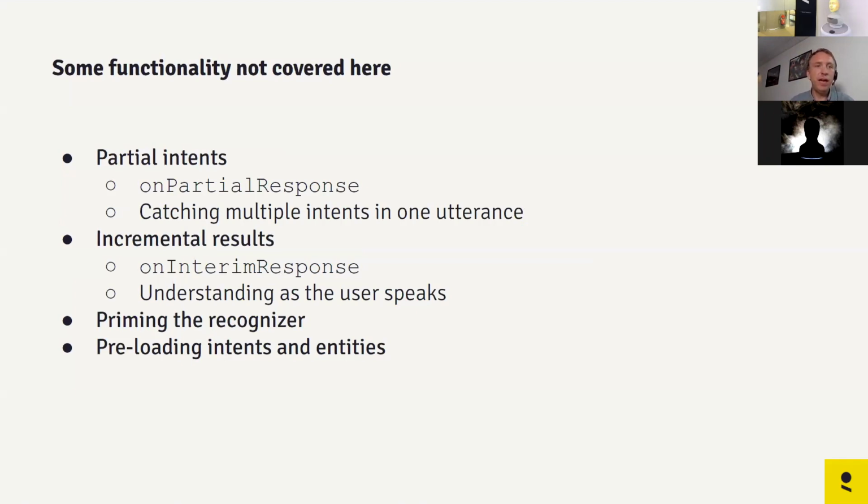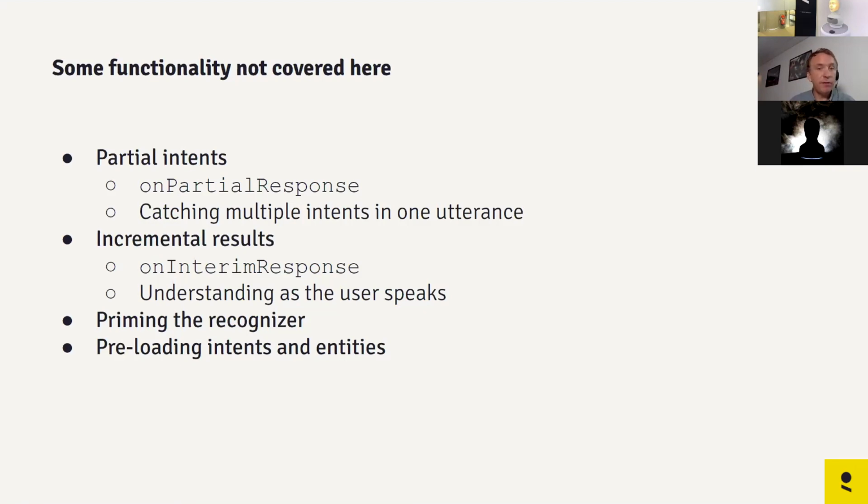So first of all, we have something called partial intents, which is catching multiple intents in one utterance. So if I say, for example, hi there, I would like 5 apples, it might be both a greeting and an order. And that we can handle with this on partial response in the flow, which is quite nice.